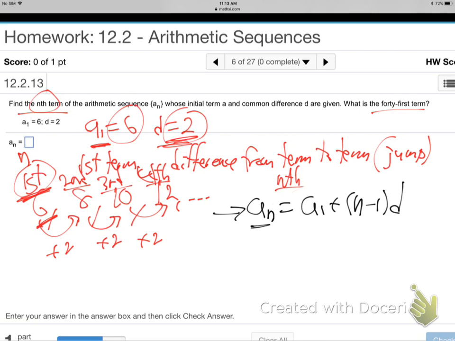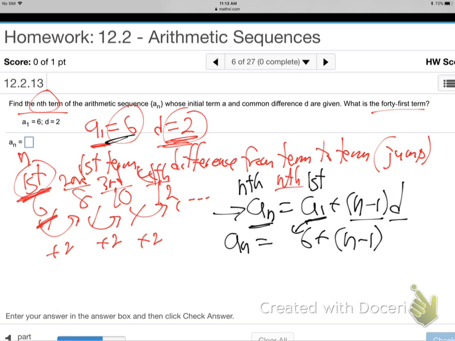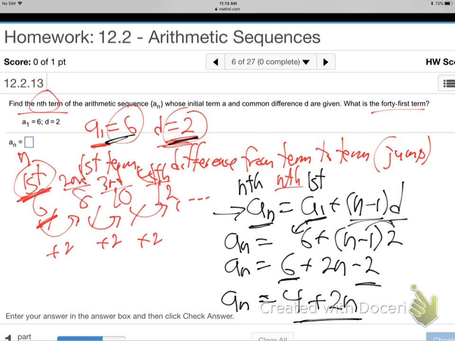So this is saying the nth term, a sub n, is a1, which means first term, plus n minus 1 times d. So let's see it work. A sub n is a1. What's a1? 6. That's the 6, plus n minus 1 times d. What's the d? 2. Now if we clean this up, we'll get Alex's formula. Distribute here: 2n minus 2. Everybody good so far? And 6 minus 2 is 4, plus 2n. There it is. There's the formula.